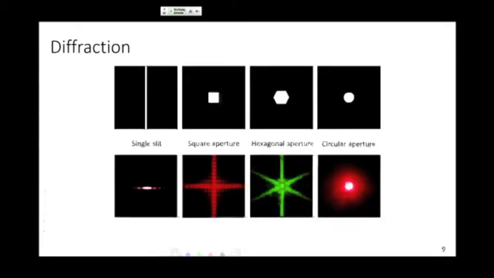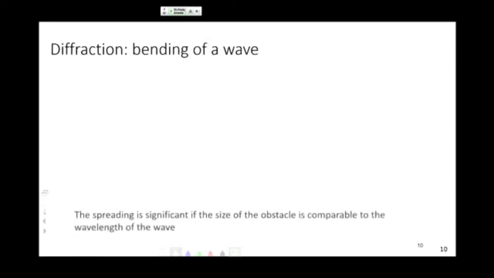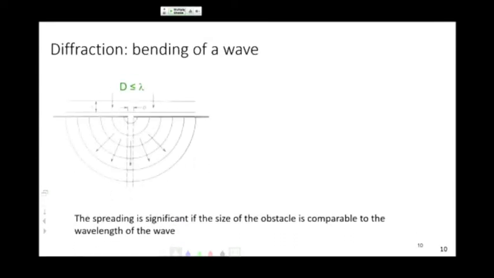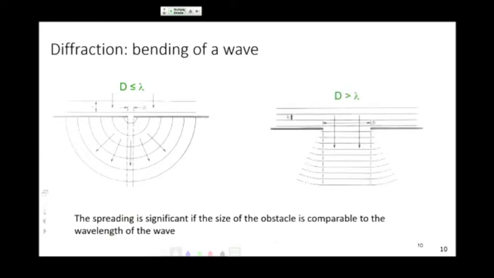All of these are happening as a result of waves bending through that slit. So let's look at the simplest case, which is the single slit. This is the one we are going to look at. As I was saying, this spreading is only significant if the size of the obstacle or the opening is comparable to the wavelength.